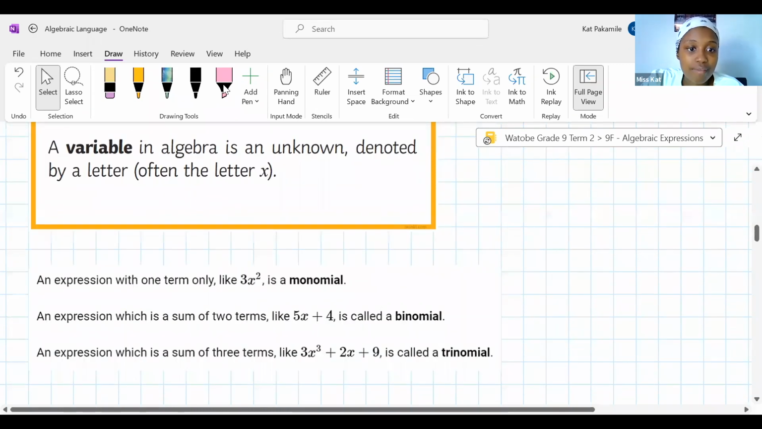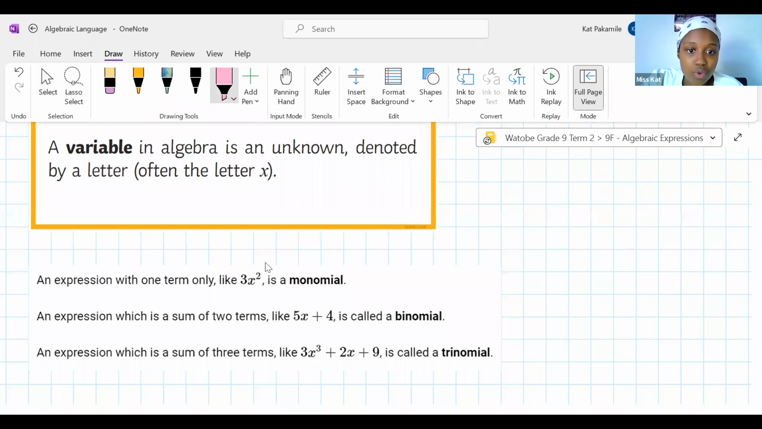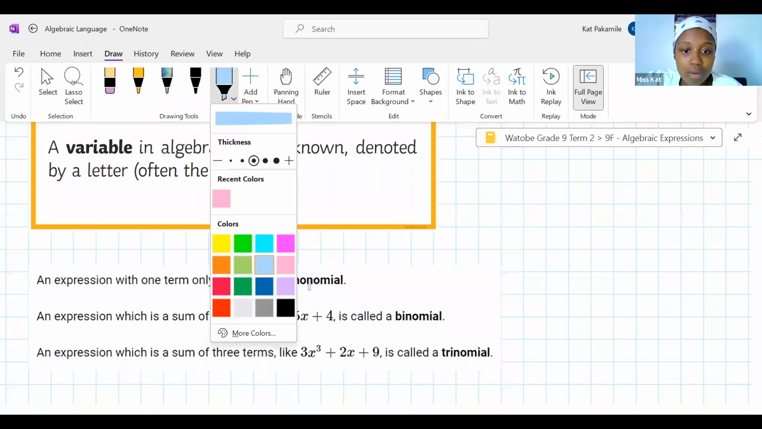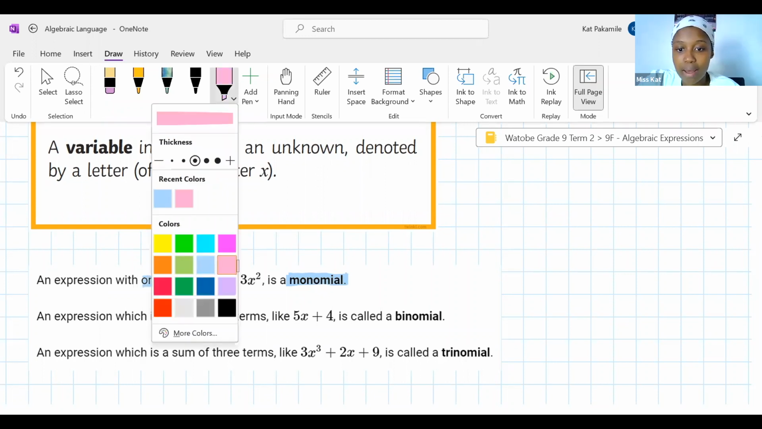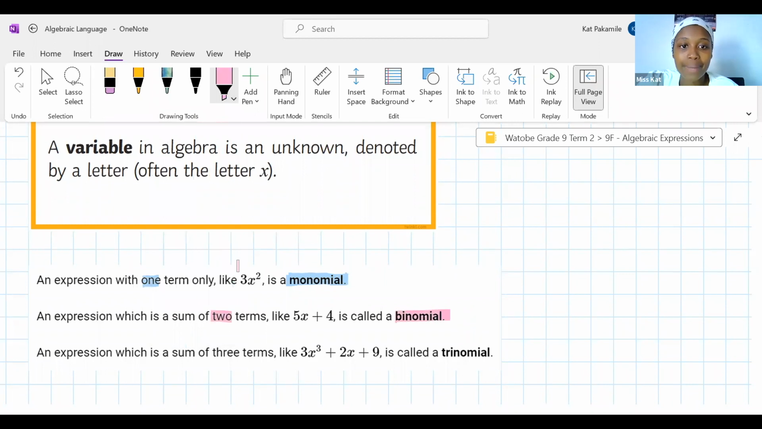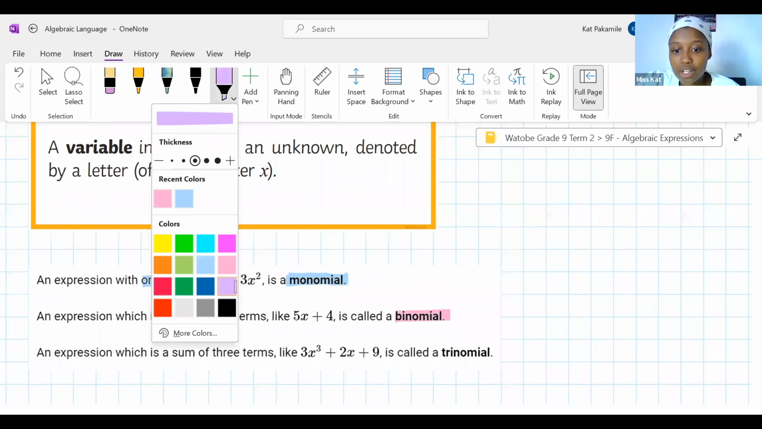Okay, and then let's talk about expressions. We have defined terms already. If you have one term, we call it a monomial. Think of a monologue. When you're doing a monologue, you're doing a speech on your own. It's one person. So a monomial is an expression with one term. When it has two terms, we call it a binomial. Think of a bicycle. A bicycle has two wheels, so a binomial will have two terms. And when we have three terms, we call it a trinomial. Think tricycle. A tricycle has 3 wheels, so 3 terms.